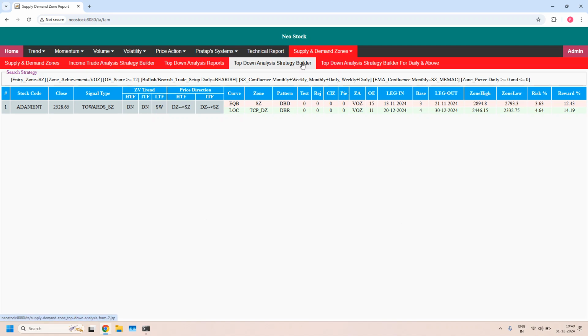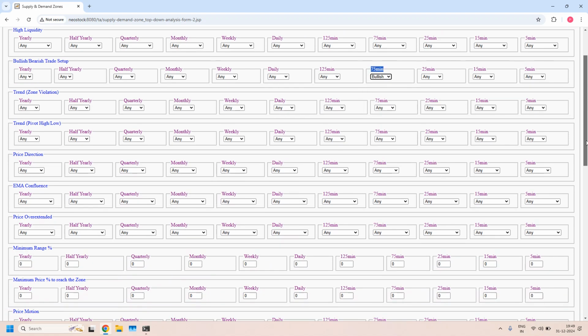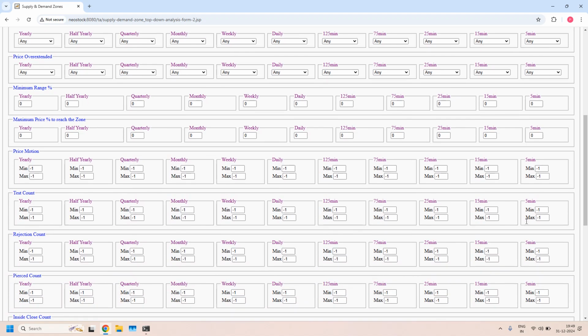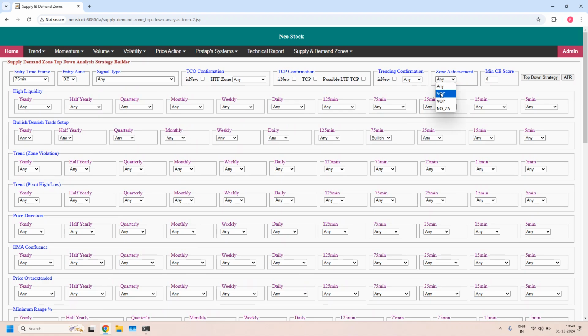Next, let us look for bullish trade setup for weekly income trade. So entry time frame is 75 minutes. Entry zone is demand zone. In bullish or bearish trade setup at 75 minutes time frame, I am selecting bullish. This 75 minutes demand zone should not be pierced. So at 75 minutes time frame, I am setting minimum value 0, maximum value 0. Zone achievement violated, opposing zone. Minimum order enhancer score 12. All three filters are applied to 75 minutes demand zone.